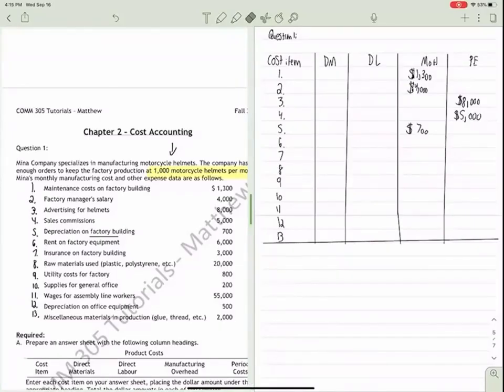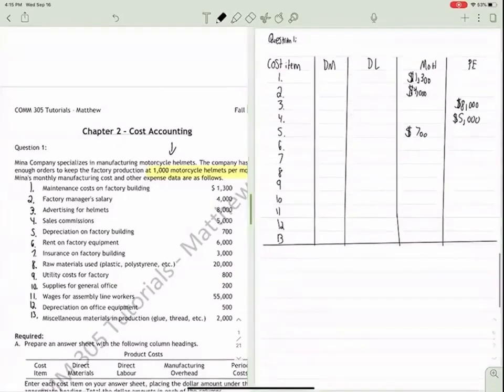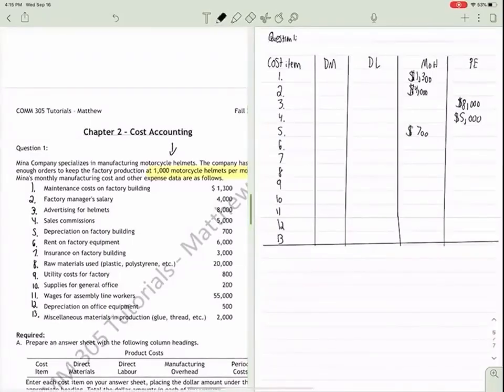We're at point number 6. So rent on the factory equipment. Guys, rent on factory equipment, is that a product cost or a period cost? What do you guys think? Product, good, because you see factory, right? It's factory equipment. Now, guys, is it DM, DL, or MOH? It is manufacturing overhead. Good. I see a bunch of MOHs. When you see the motorcycle helmets, you cannot see the cost of rent of the factory equipment on there. So let's put that rent of factory equipment in MOH, and that is $6,000.